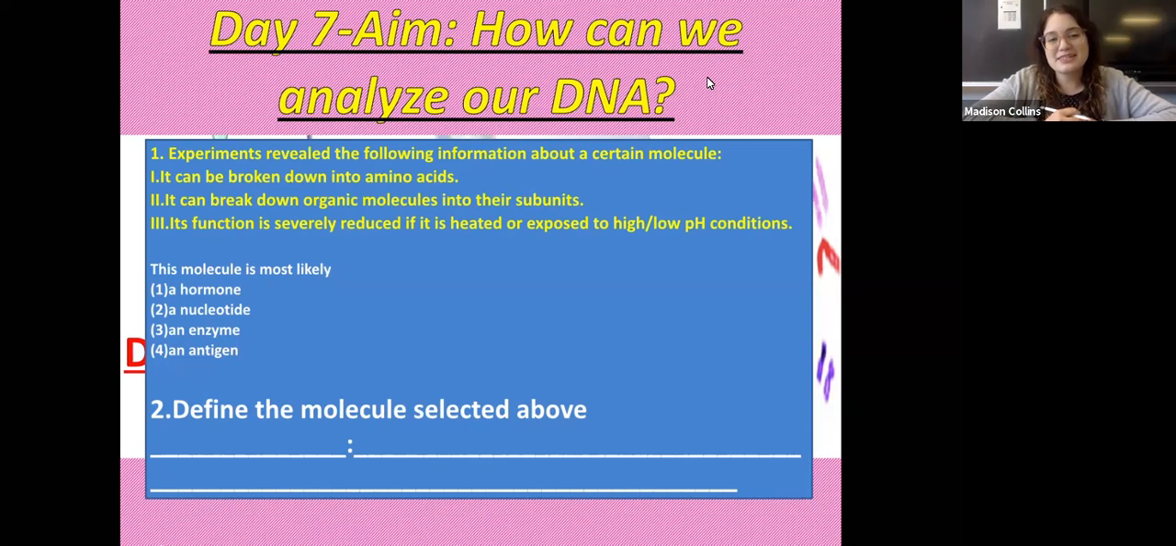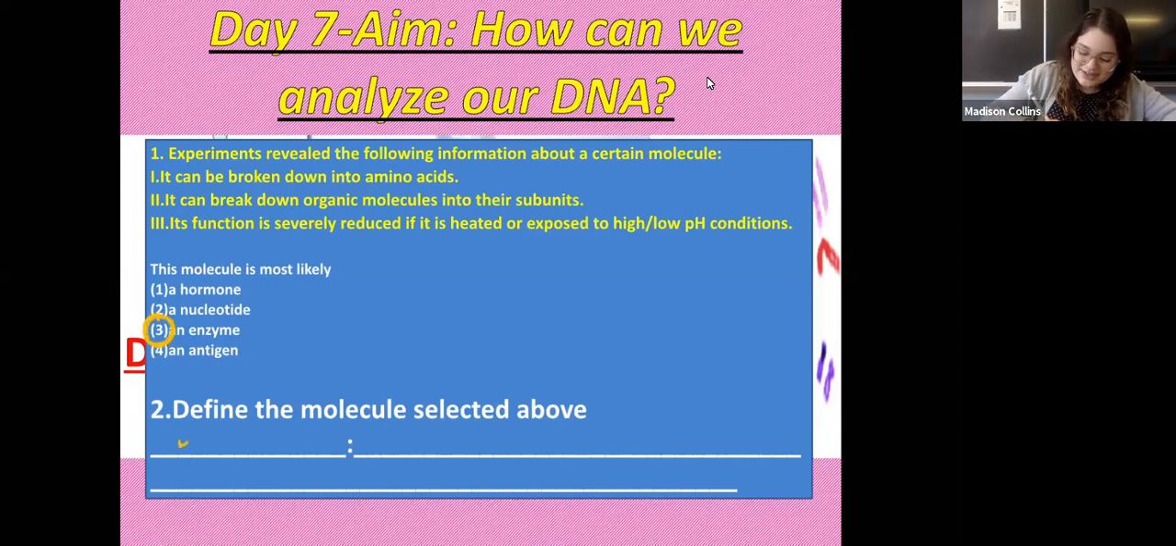So number 1, experiments revealed the following information about a certain molecule. We know that it can be broken down into amino acids, it can break down organic molecules into their subunits, and its function is severely reduced if it is heated or exposed to high or low pH conditions. So what is this molecule? Well, you should have gotten that this molecule is an enzyme.